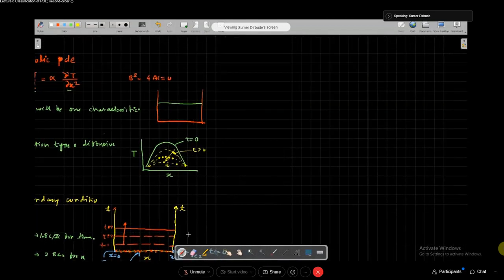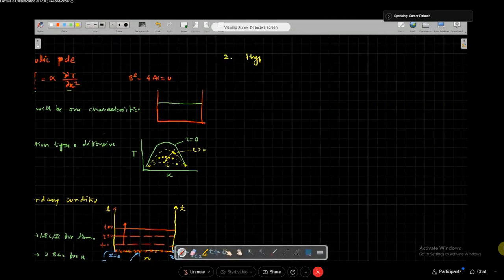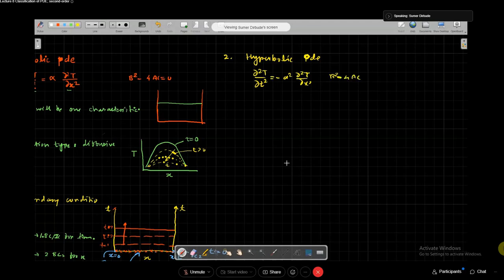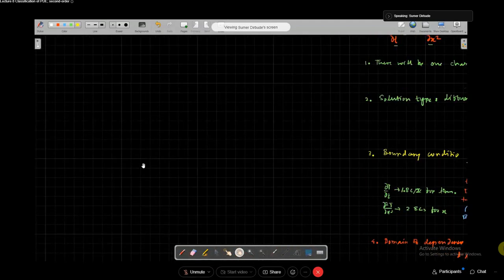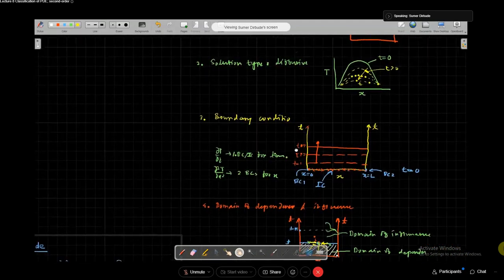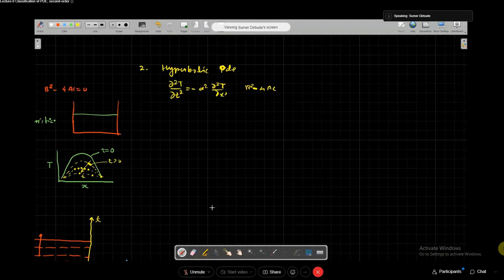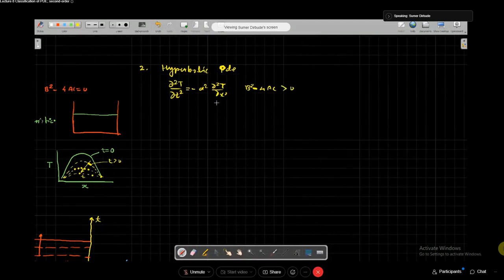Next is the hyperbolic PDE. Now, an example of a hyperbolic PDE can be written like del square T by del t square equals minus a square del 2T. There are a variety of ways in which you can write it. So here b square minus 4ac, what was the value we were getting? That is greater than 0, right? So you can check that.